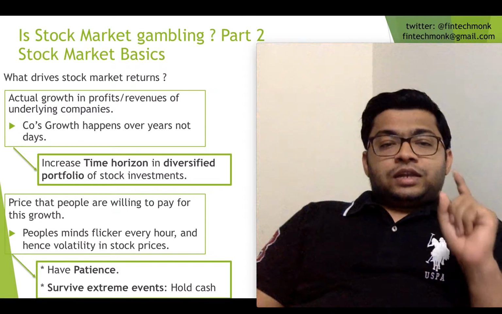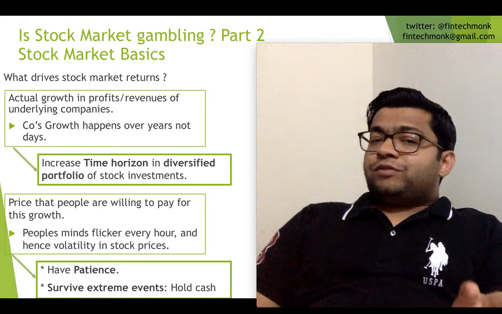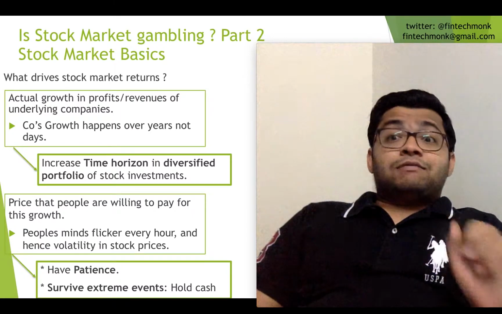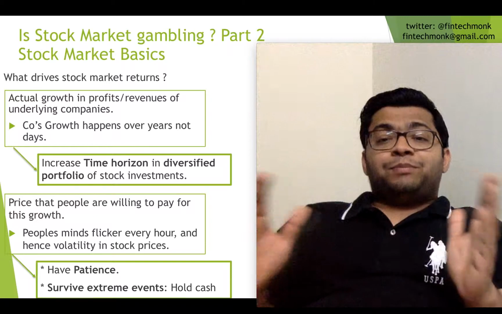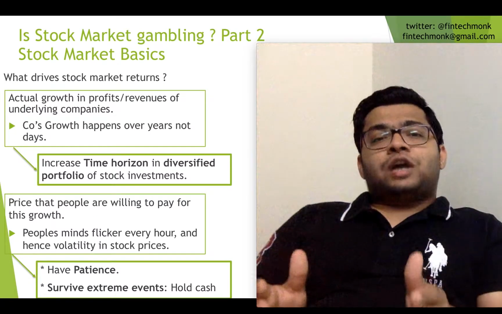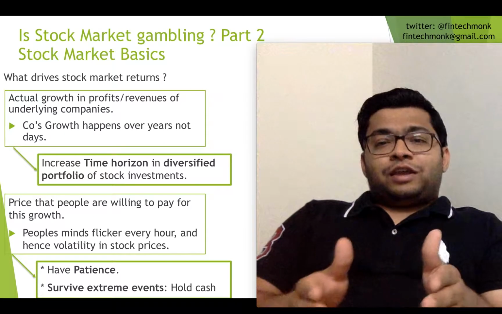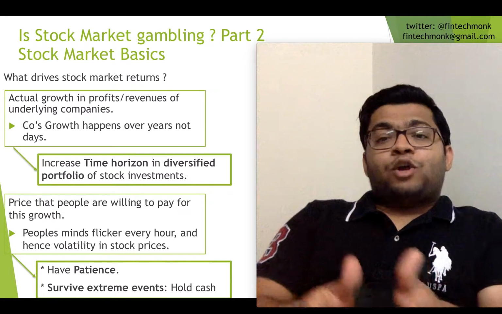So increase your time horizon, diversify across stocks, diversify across asset classes, the example I gave you is cash, and be patient, right? This is how you can invest in a stock market and not gamble around it.